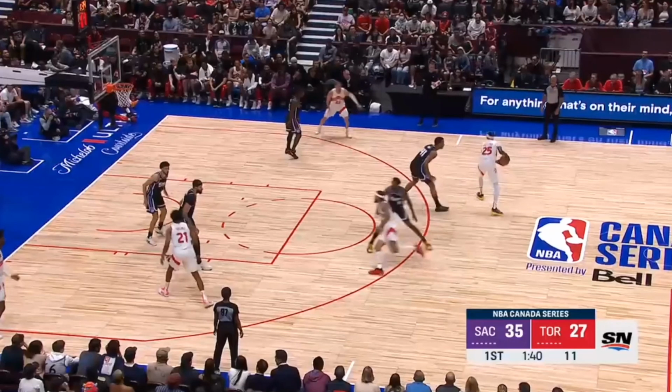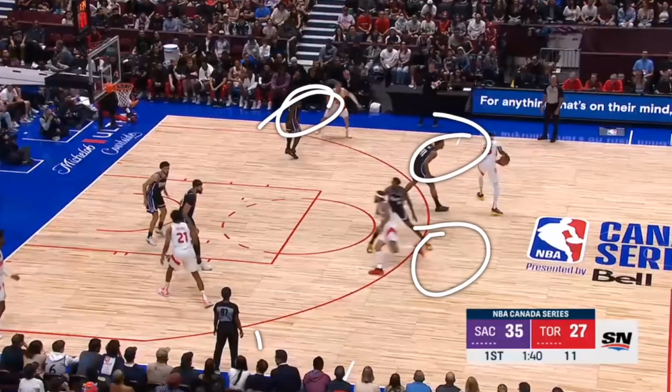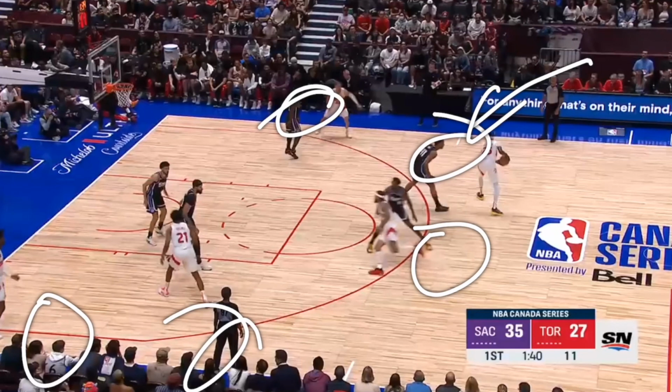Now we are essentially starting in the 5-out. The ball is actually starting on the 45 or the wing on the far side.